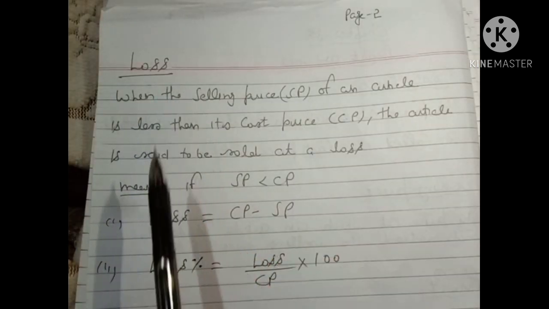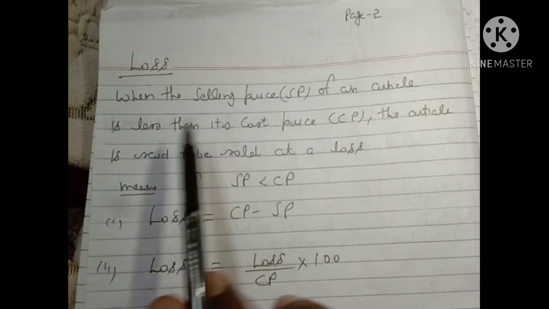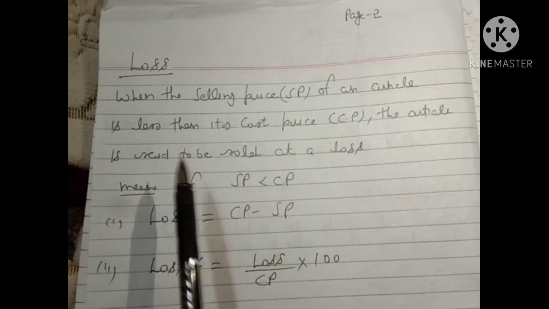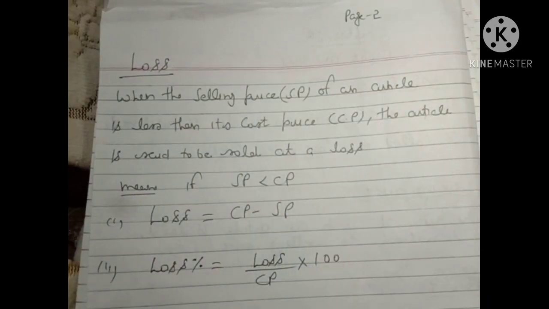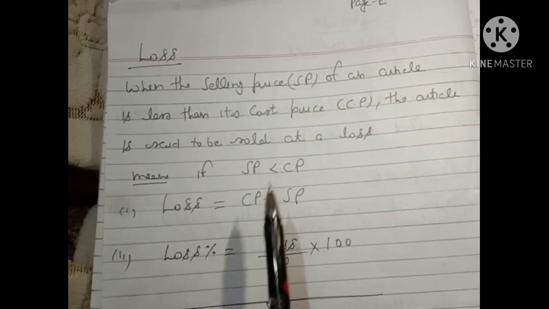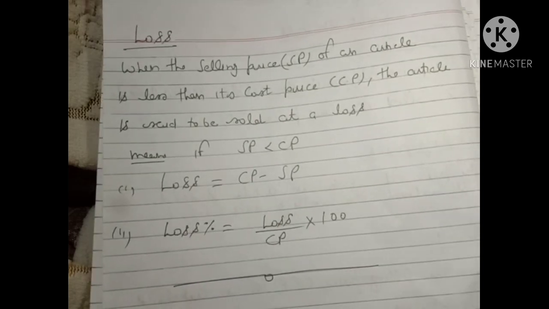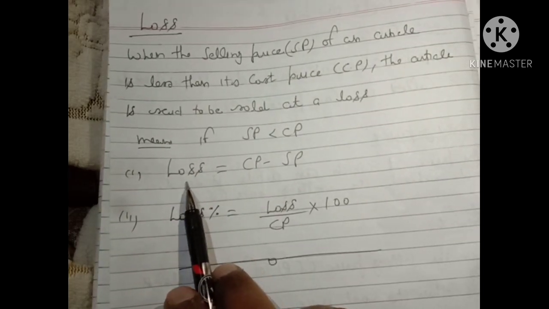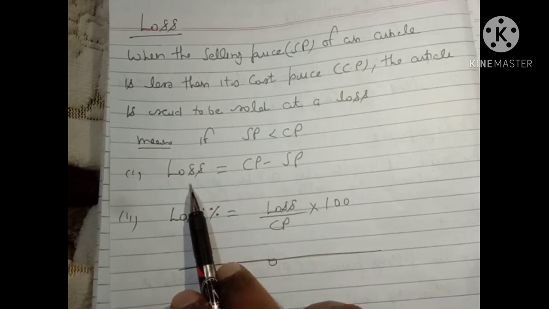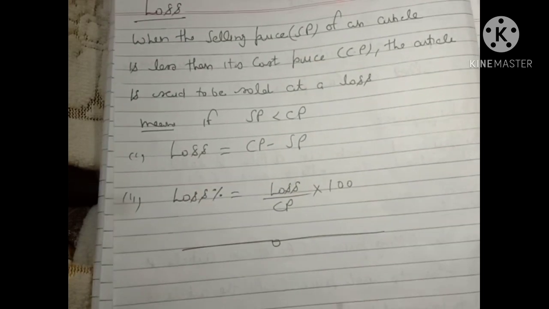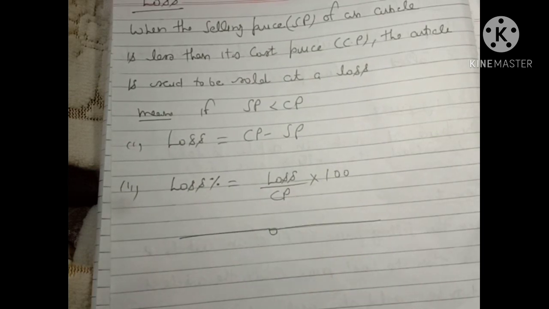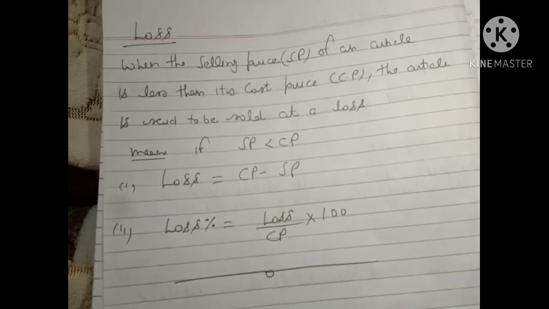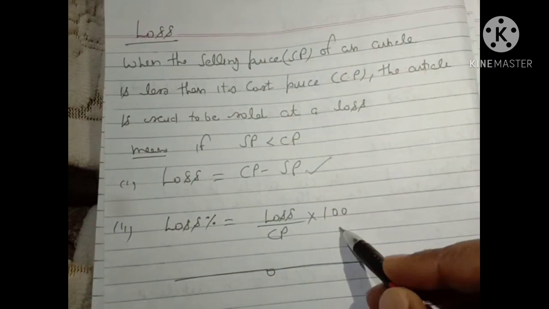Okay, now see, the next is loss. When the selling price of an article is less than its cost price, then the article is said to be sold at a loss. If the selling price of an article is less than its cost price, this is a case of loss. That is, if SP is less than CP. Now see how we can find the value of loss. It is CP minus SP. The value of loss is equal to CP minus SP. We can also find the loss percentage, that is loss over CP into 100, loss over cost price into 100. In this way we can find the value of loss and also the loss percentage.